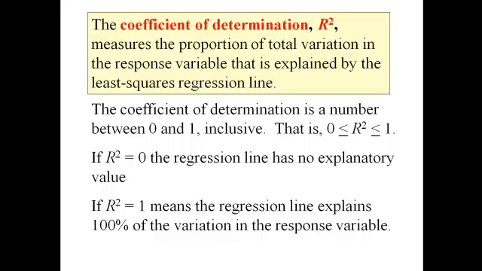Now there are a couple important facts. The value of r squared is always between 0 and 1. If r squared is exactly 0, the regression line has no explanatory value at all. If r squared equals 1, that means the regression line explains 100% of the variation in the y variable. But that will only happen if all of our data points lie precisely on the regression line. And so ultimately this means that r squared is a measure of fit. That is, it's a measure of how well our regression model fits the data.